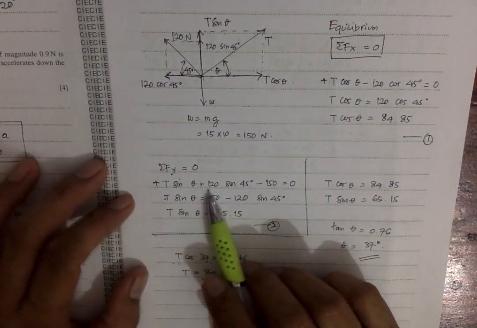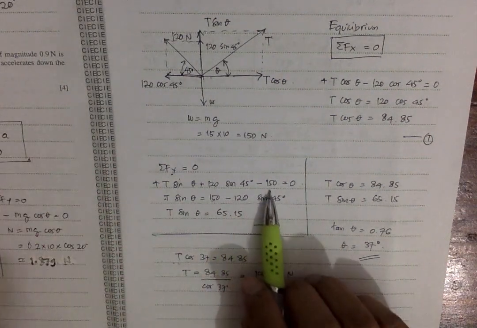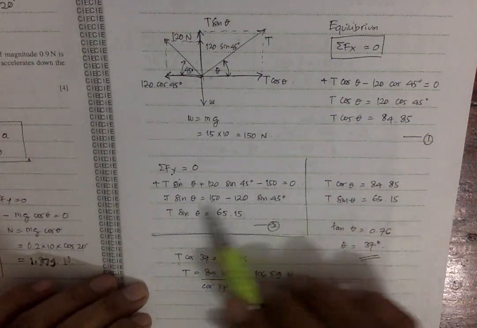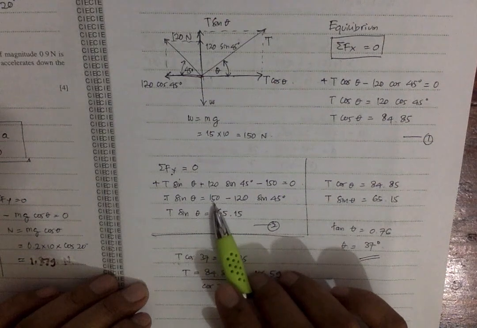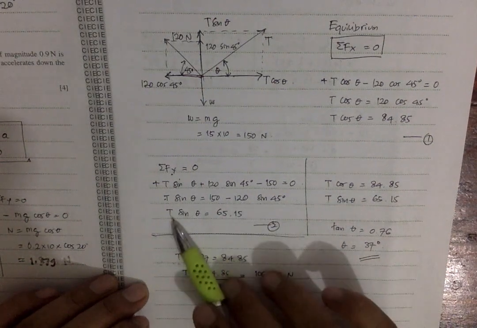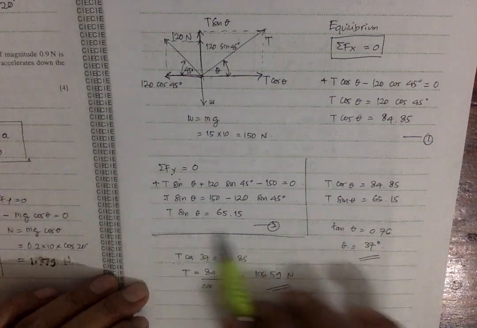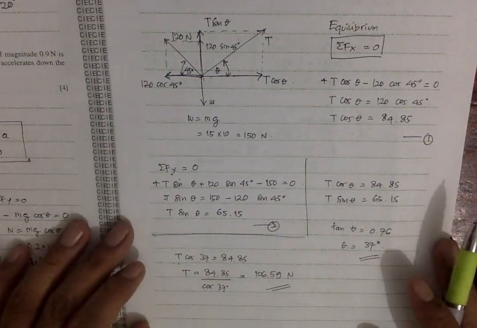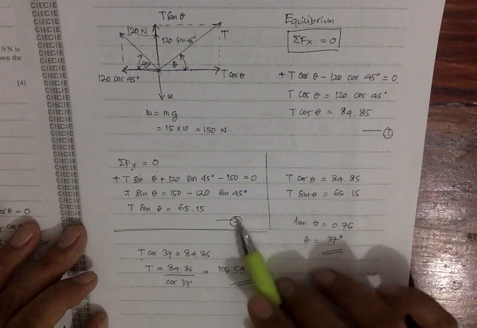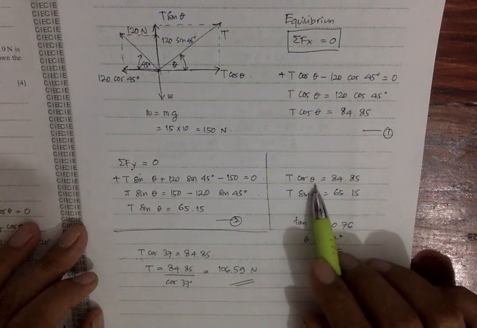T sin theta equals 120 plus 120 sin 45 minus weight, this weight is 150, equal to 0. Then we get T sin theta equals 150 minus 120 sin 45, and we get T sin theta equals 65.15. This is equation 2. Okay, we need to combine equation 1 and equation 2, and then we need to eliminate to find the T and theta.